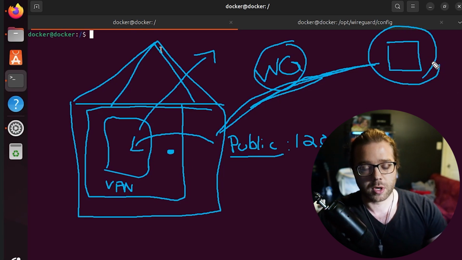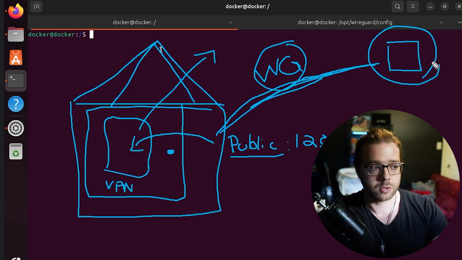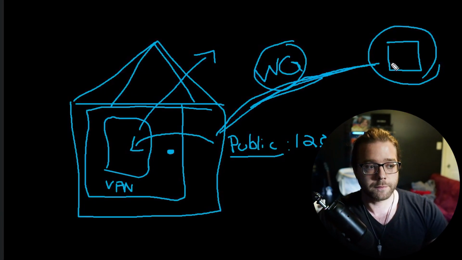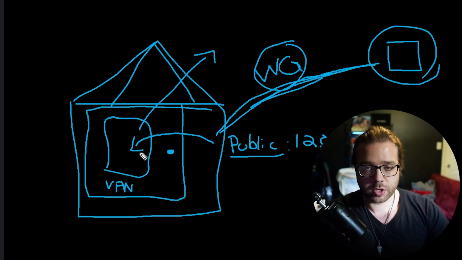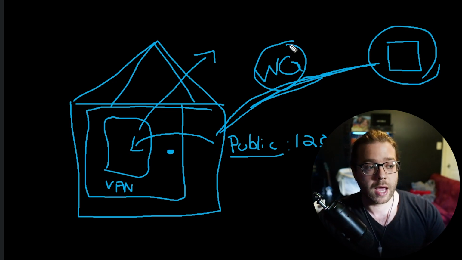But that's a little bit more complicated, and they'd have to jump through a bunch of hoops, because WireGuard would have to forward this public IP address to your home public IP address. So it's all this weird networking stuff, but this is generally how it works.